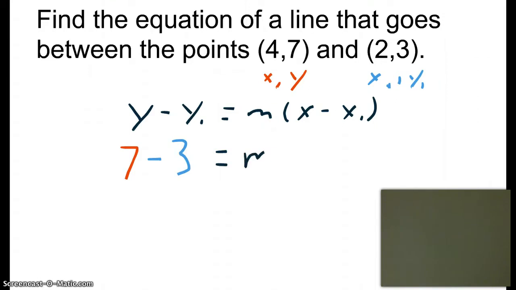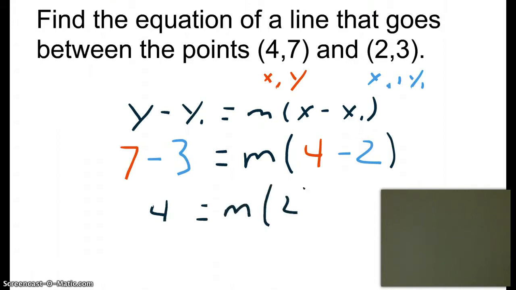We don't know m, but we do know that x is 4. And we know that x sub 1 is 2. Right? Now it's just a matter of simplifying. 7 minus 3 is 4. This would equal m times 4 minus 2 is 2. We need to figure out slope, so we could divide by 2 to solve for m. And then we get 2 equals m, which I'm actually going to write in yellow, to differentiate that. So we have m equals 2.